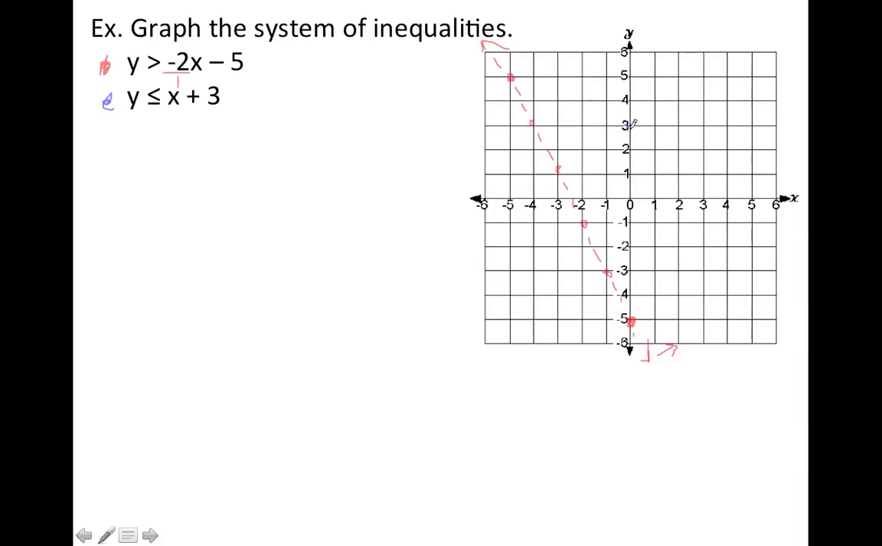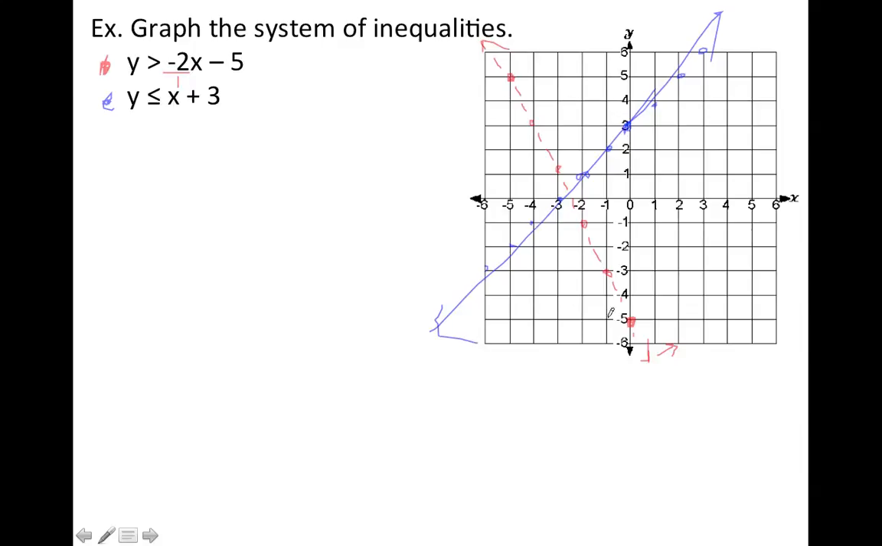So we'll start at 3 for our y-intercept, and our slope is 1 over 1. So plot all these points. And our line will be solid because it is equal to. So just draw a straight line through these points. Hopefully yours is a little better than mine.